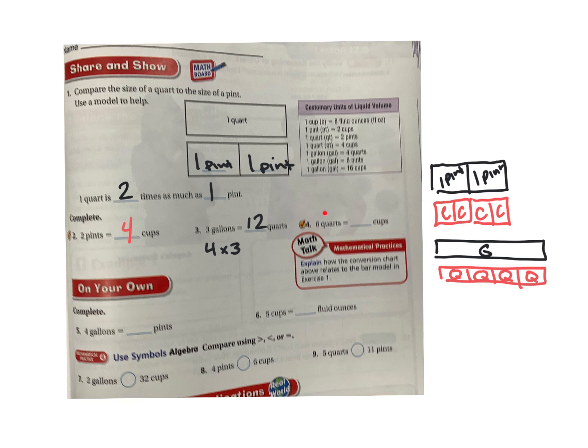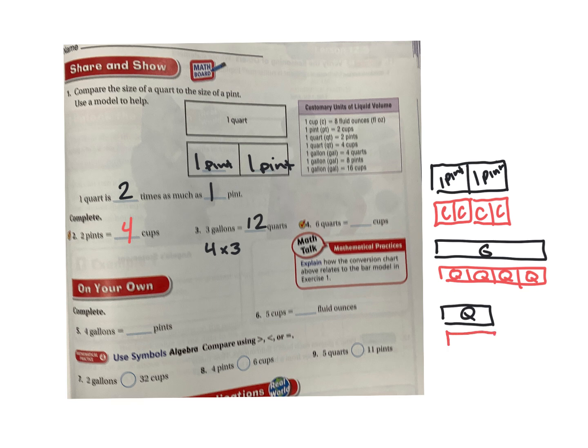Let's go with quarts to cups. This is 6 quarts, but let's start with 1 quart to help us out. If we have 1 quart, how many cups is that? 1 quart is 4 cups.